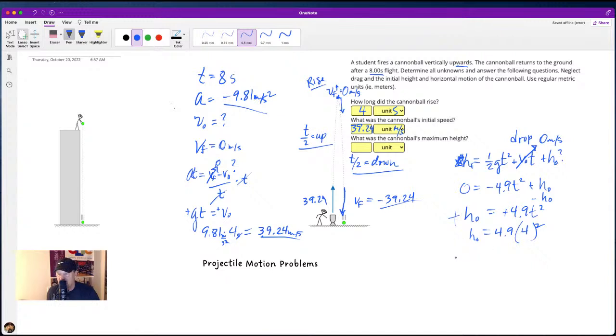So the maximum height is equal to height initial for just a drop, and that's equal to 78.4 meters. So there you have it.